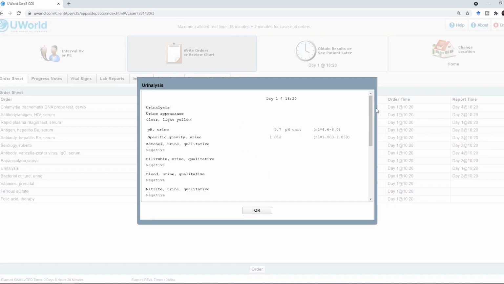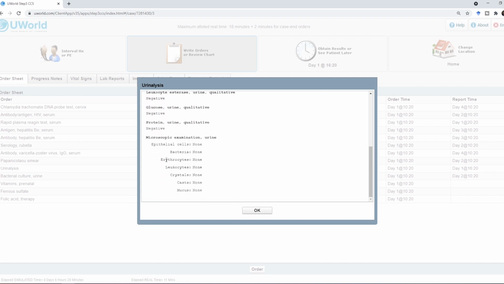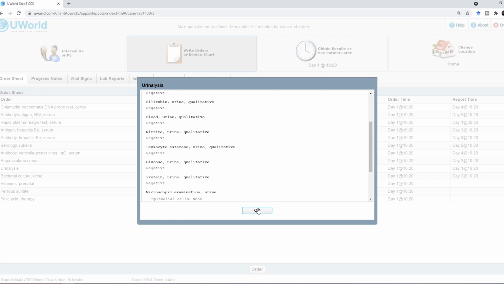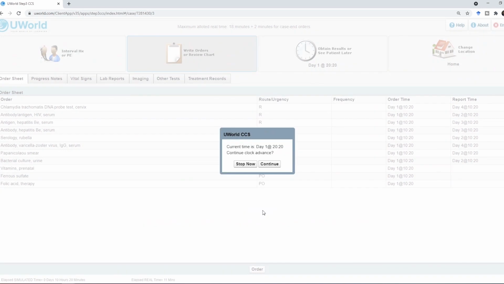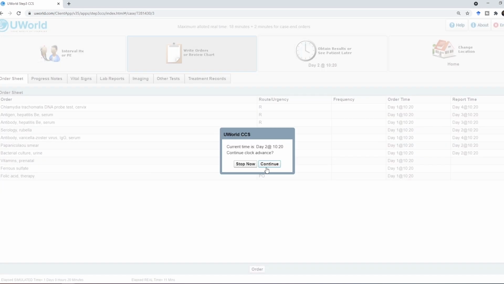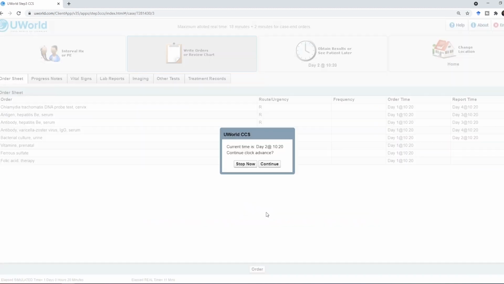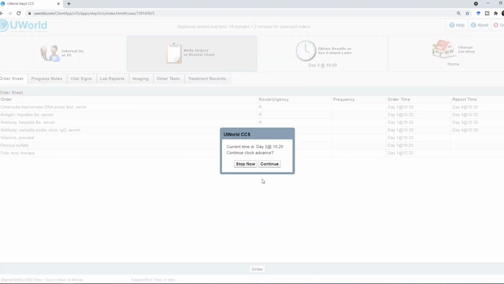Continue. Here is the urine analysis. So for example here, if there is something positive, you have to read because they don't usually put a star next to the abnormal results. The RPR is negative. The HIV is also negative. Rubella antibodies are positive. The pap smear is normal. Urine culture, no bacterial growth.